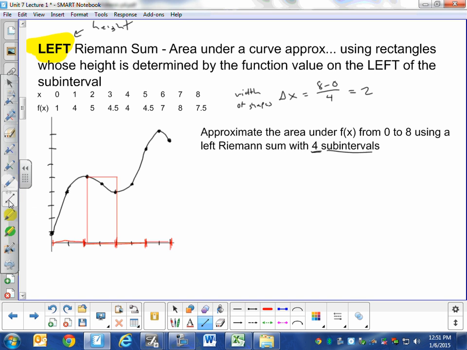So at each subinterval, we are going to be using the height, which is denoted by the function value on the leftmost point of my subinterval. So here between 2 and 4, I use the function value over 2. That's my height. Between maybe 6 and 8, you'd be looking at the function value over 6. And that would be the height of my last rectangle. If you guys can sketch these, you're on your way to understanding how these Riemann sums work.